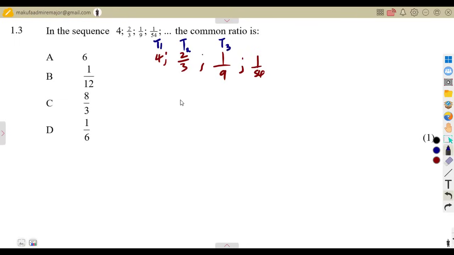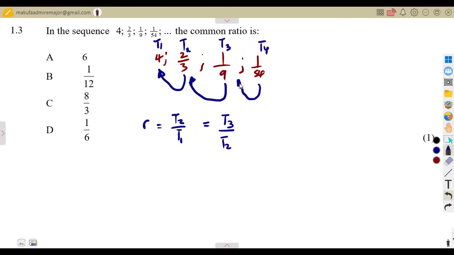So the common ratio, I'm going to represent that with R. Let's say R represents the common ratio. You're going to take the second term over the first term. Also, the third term over the second term. Also, the fourth term over the third term. Guys, I hope you can take this by heart. You can use any pair.